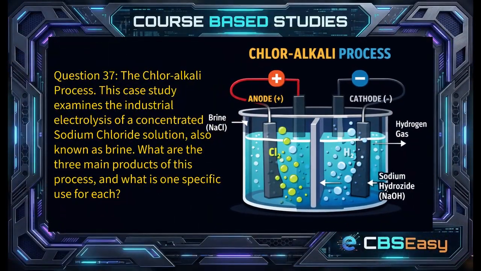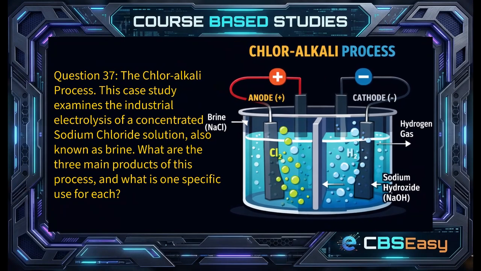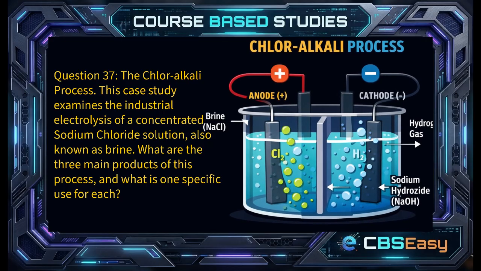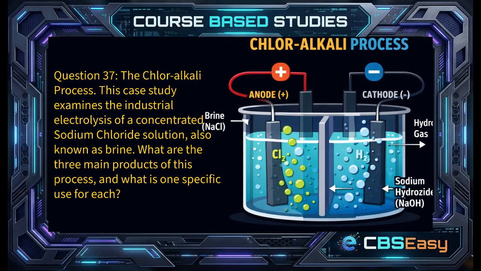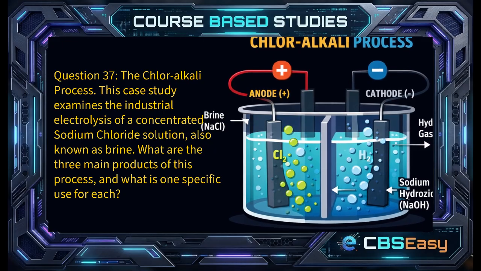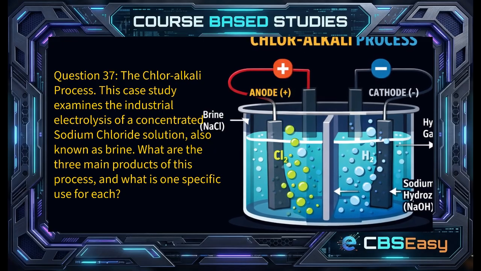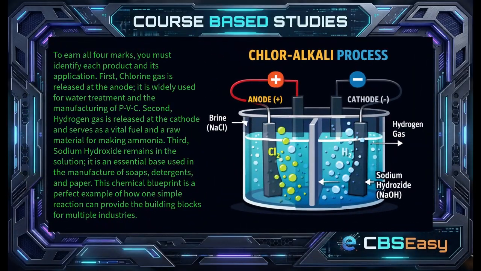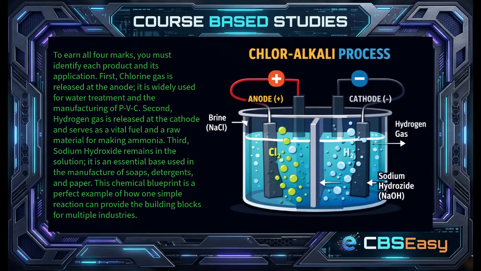Question 37. The chlor-alkali process. This case study examines the industrial electrolysis of a concentrated sodium chloride solution, also known as brine. What are the 3 main products of this process, and what is one specific use for each? To earn all 4 marks, you must identify each product and its application.